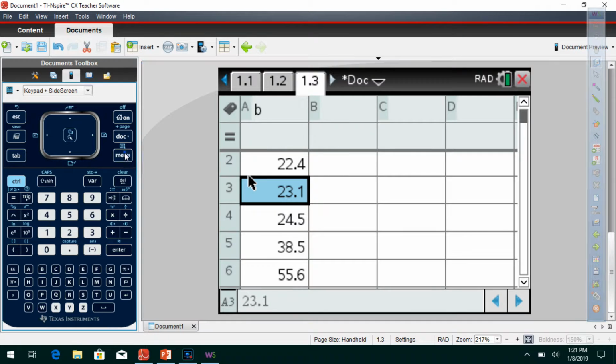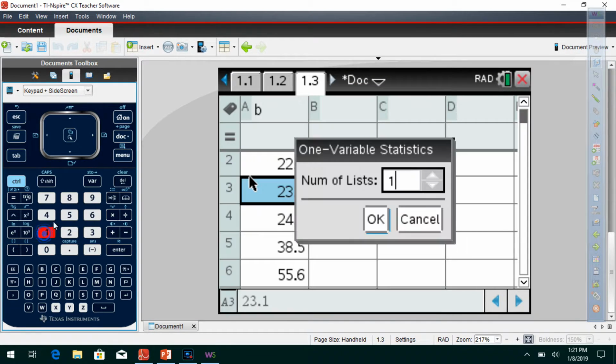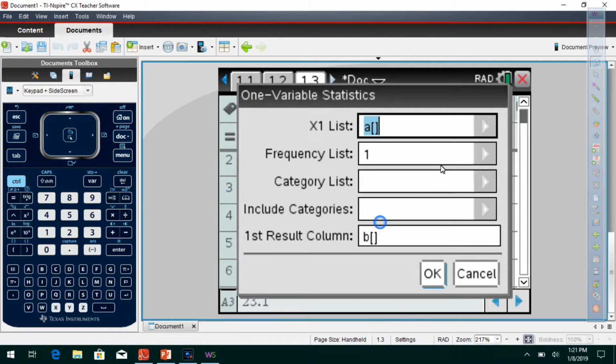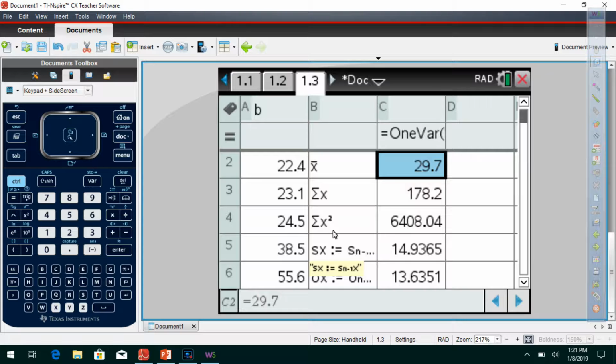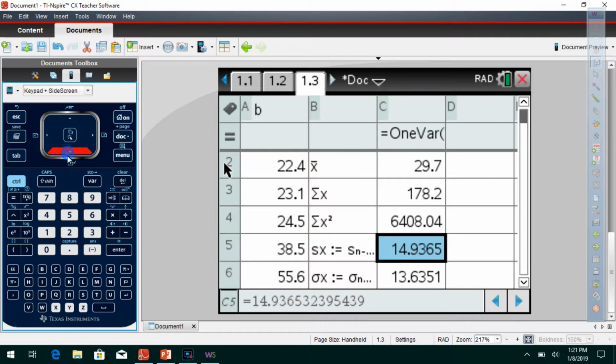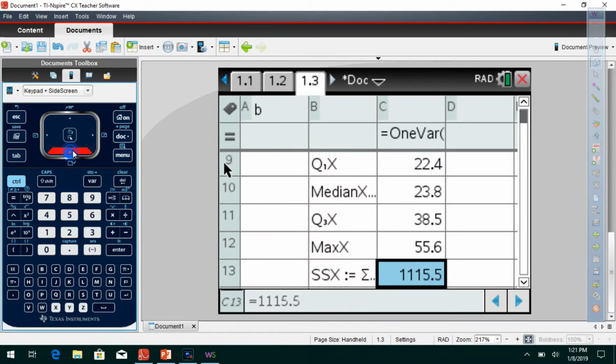And again, we can menu 4, 1, 1 and okay, and we'll do B, and then we can scroll down, and I'd recommend doing this if you got a whole bunch of them, 23.8. You get the same answer either way. All right.